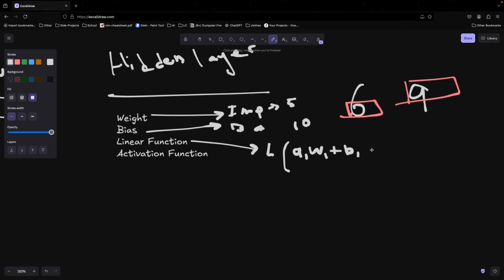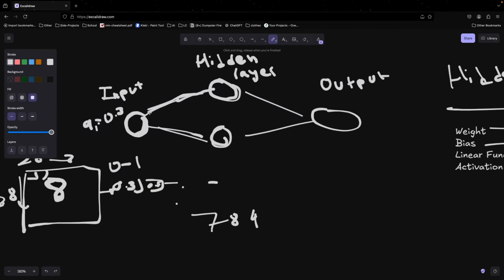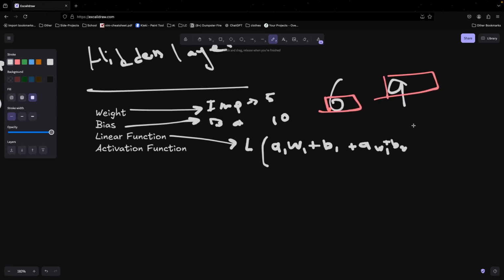So we have A1 times W1 plus B1, and A1 times W2 plus B2, because we have 2 different neurons. But the weights are essentially the same because it's the same input. Once this input changes, the weights are going to change. So we have this, and then we have this. So these two have different biases. So now what is this going to output? This is basically what we call a linear function.